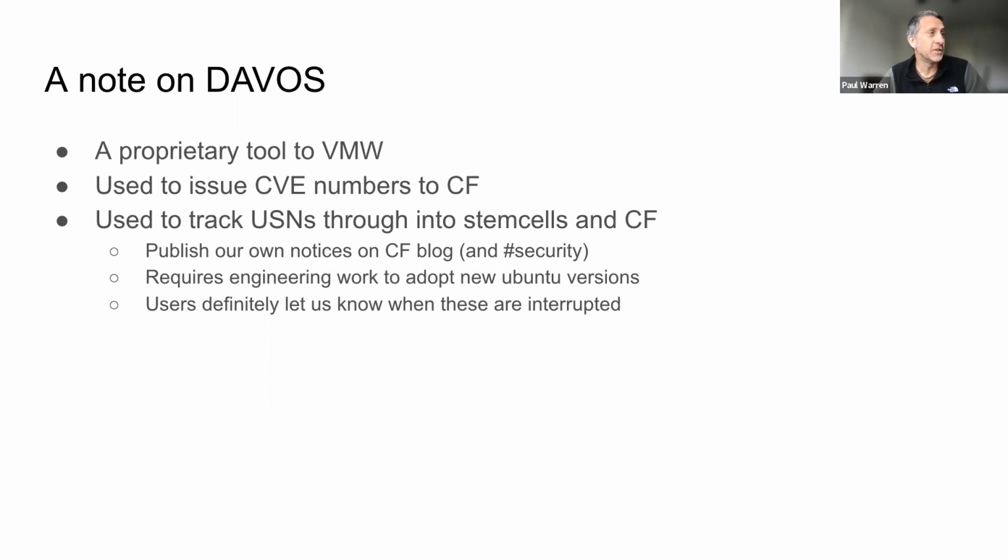The reason I mentioned that is because there was engineering work and it took a while to get done. There was a period of time when we stopped publishing our version of the USNs out onto the CF blog and the hashtag security channel, and users of Cloud Foundry definitely let us know at that time that this was a missing piece. This had stopped happening, and they would like it to continue happening as soon as possible, please. So I know that from a user's perspective, it is an important part of what we do. Hence mentioning to you all the existence of this system, it provides value to the Cloud Foundry community, and I think it's a little bit of an unsung hero. So a note on that.